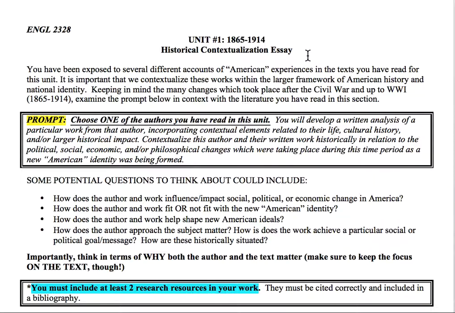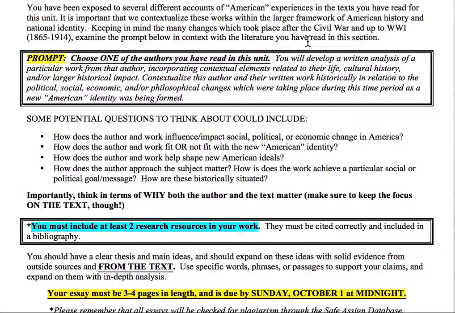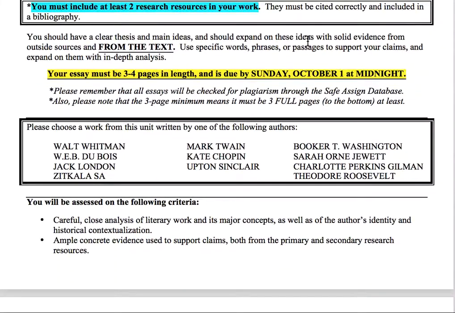If you have questions, please do email me. But again, pick something that's interesting to you. Pick something that you really want to talk about for 3 pages. And if you have questions, let me know.